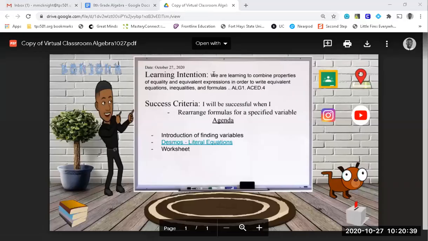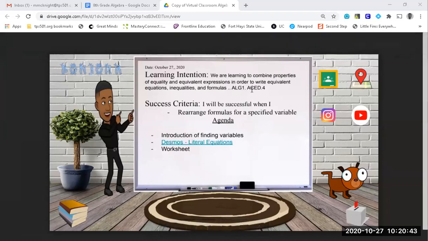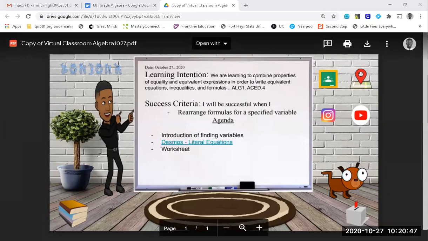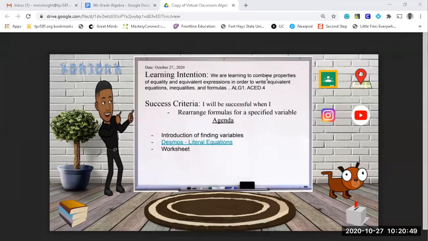All right, so for today's class, we're going to be jumping into ACED, one of the algebra standards. Our learning intention states that we'll be learning to combine properties of equality and equivalent expressions in order to write equivalent equations, inequalities, and formulas.